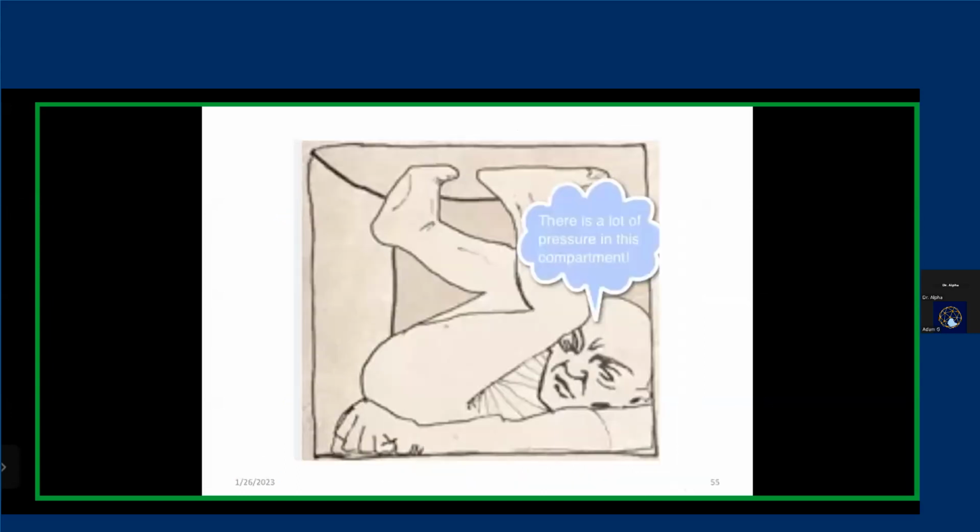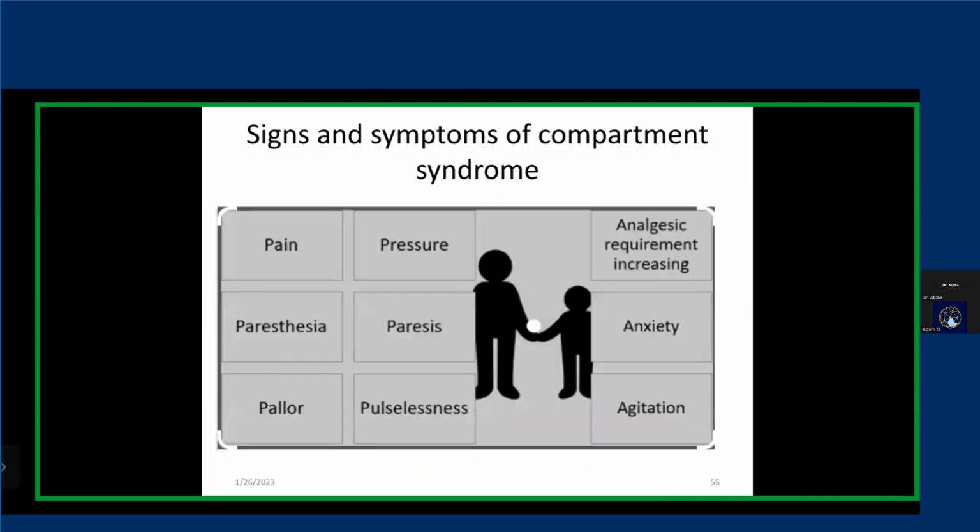So yeah, this is compartment syndrome for you. So what's different about compartment syndrome when it comes to children? Adults will tell you what their symptoms are. When they have pain, they'll tell you, I'm in pain. And when they have paresthesia, they'll tell you they have paresthesia. Paralysis, they'll be more vocal about their symptoms. But in children, we need to look out for the 3 A's.